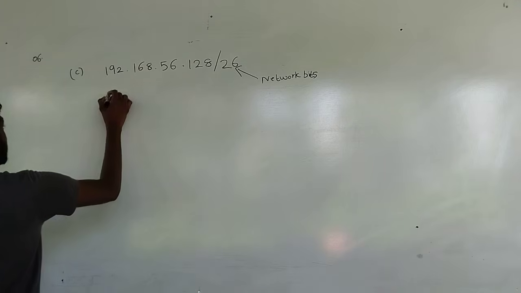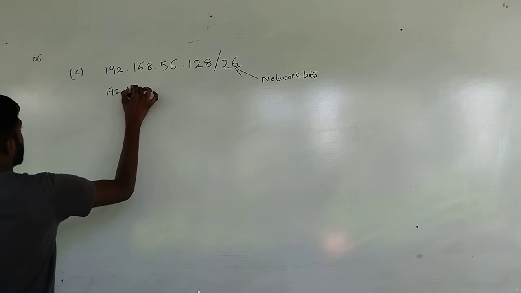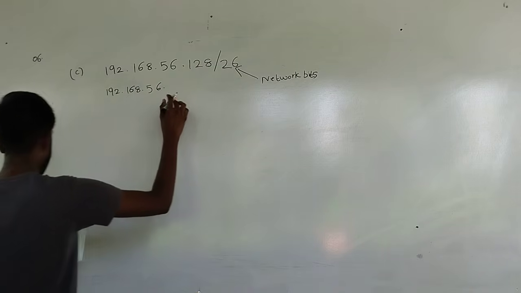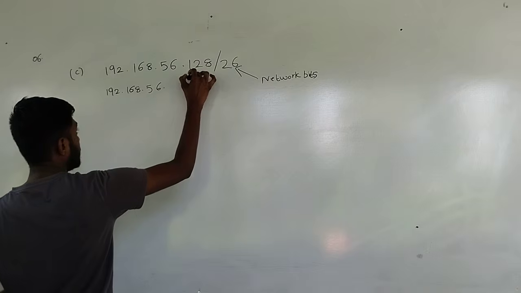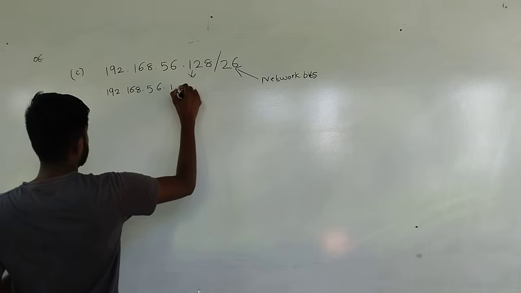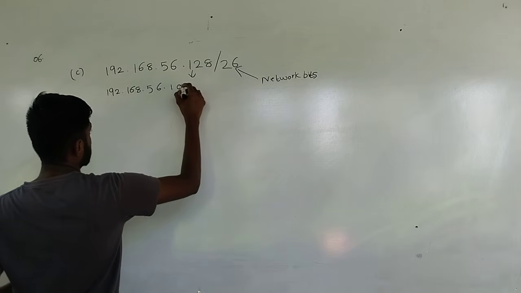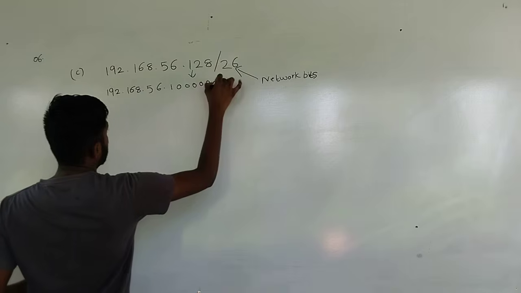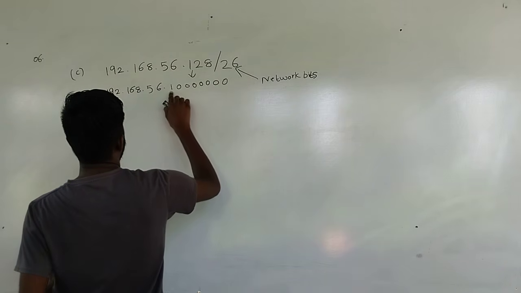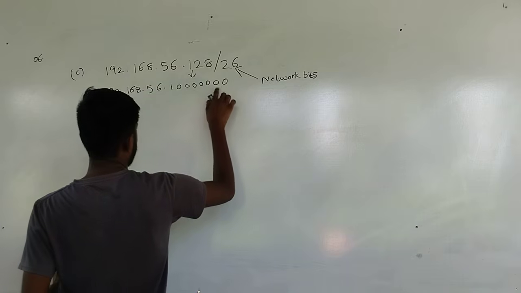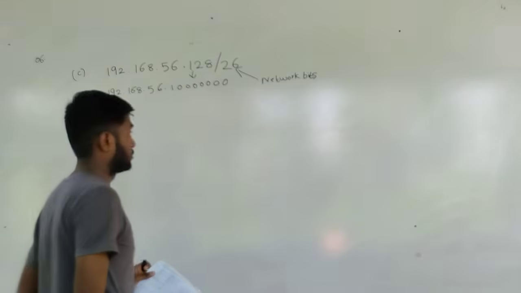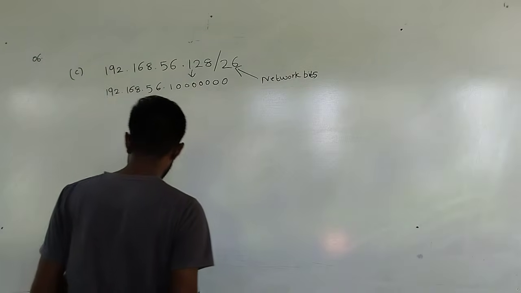If I rewrite, 192.168.56.128. Now how can you write this 128 in binary? That is very simple. That is 1 0, then remaining will be zeros: 1 2 3 4 5 6 7 8. So the first bit is 1, remaining 7 bits are zeros.